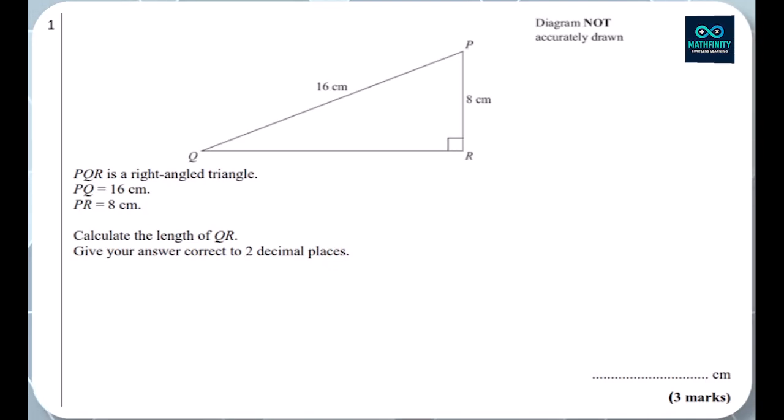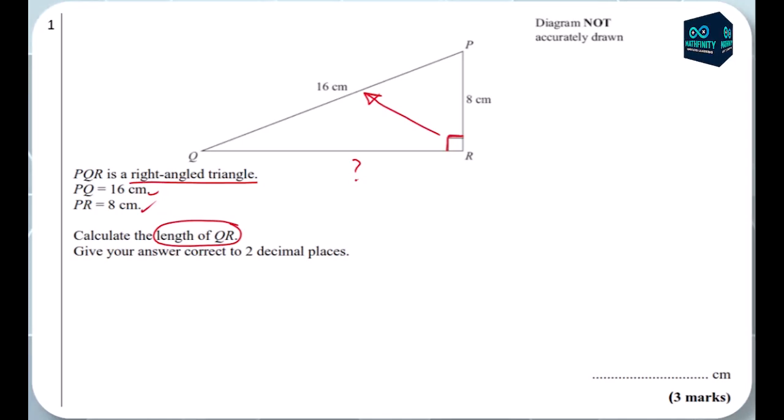Let us solve question number 1. They give us PQR is a right angle triangle. Already it's mentioned. PQ is 16 and PR is 8. Calculate the length of QR. So guys, before using the formula, you have to be clear whether the hypotenuse is given or not. The length of QR is this side, and in this case the side opposite the 90 degree angle is the hypotenuse, so it is given.